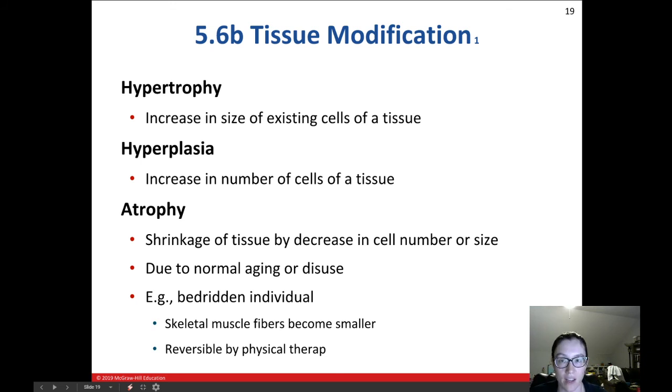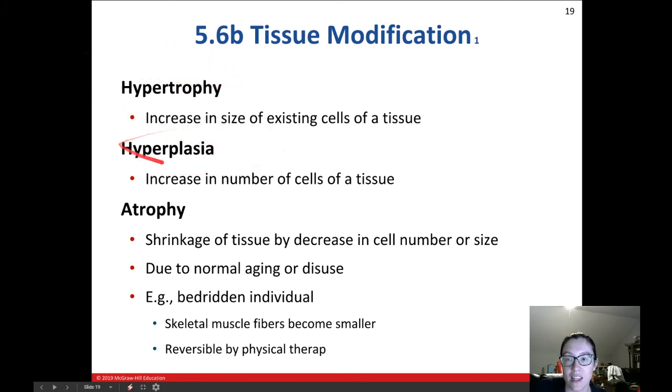So hypertrophy is the increase in size of the existing cells in a tissue. So let's say you have an adipose cell and it was small, but then you eat a lot of French fries and it gets bigger. It's hypertrophied. We didn't get more of them necessarily, but it got bigger.